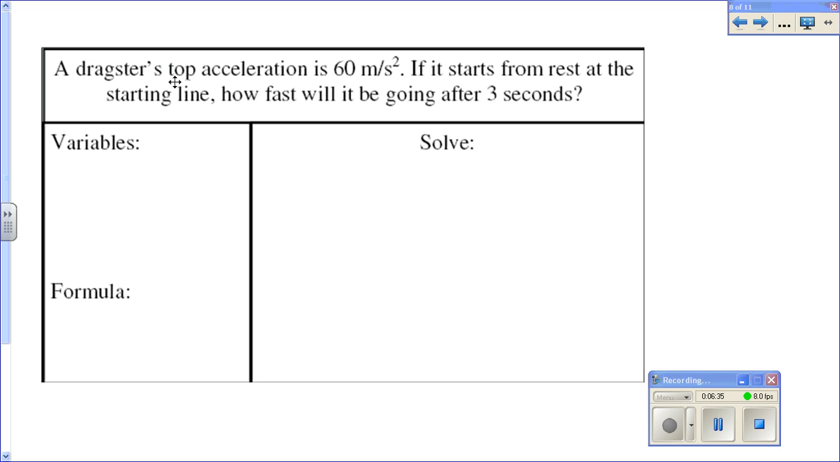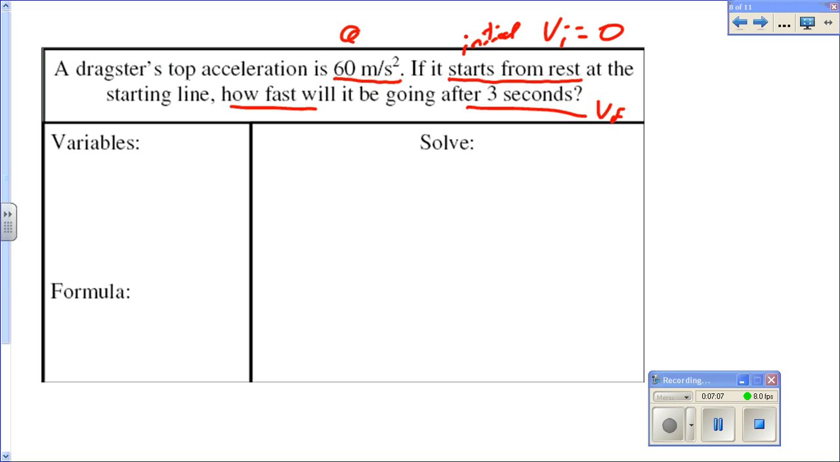All right. A dragster's top acceleration is 60 meters per second squared. If it starts from rest, starting means that's your initial. At rest means your VI equals 0. And how fast will it be going after 3 seconds? Oops, the 60 is your acceleration, my bad. So how fast means you're looking for VF.